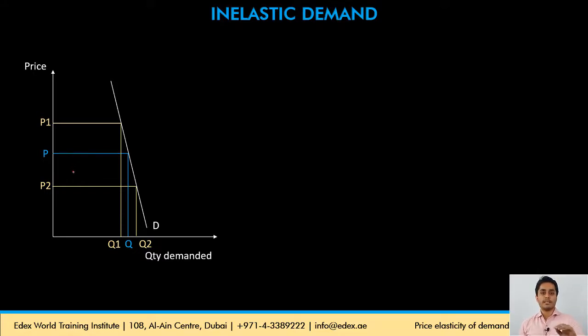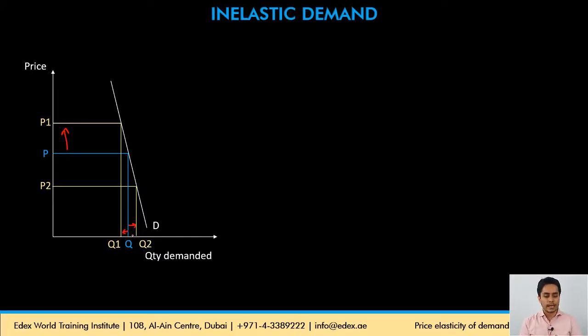See, the original price is P and the original quantity is Q. Prices increased from P to P1. The gap you can see is quite a bit. But compare that to the gap in the change in quantity. The quantity moved from Q to Q1 by only a very small percentage. So this is inelasticity. And same way, if price went down from P to P2, the increase in quantity is a very small percentage, from Q to Q2.